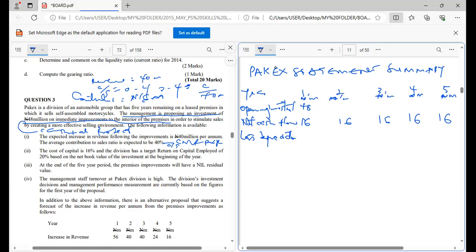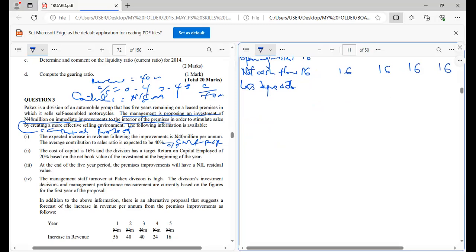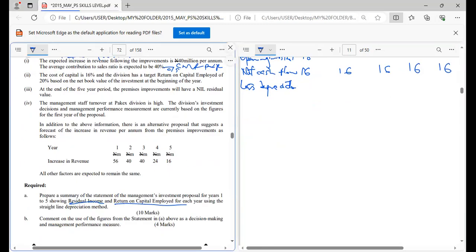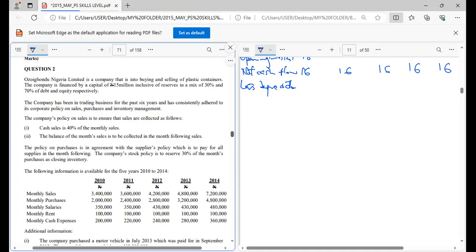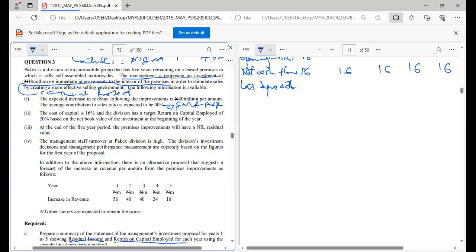Do you have anything relating to depreciation here? No. Let's check very well. There's no depreciation figure. Straight line depreciation method. Requirement A: straight line depreciation method. That means there must be a figure here for depreciation.